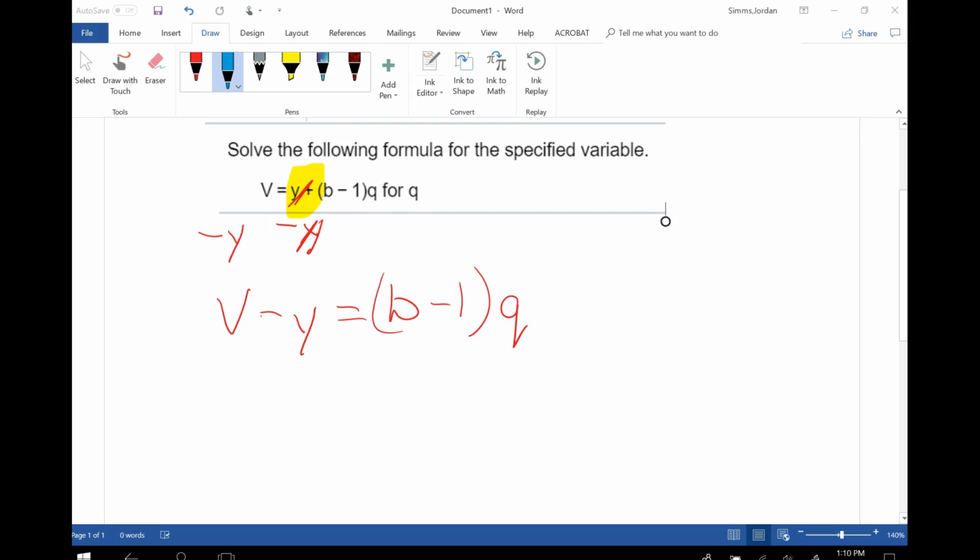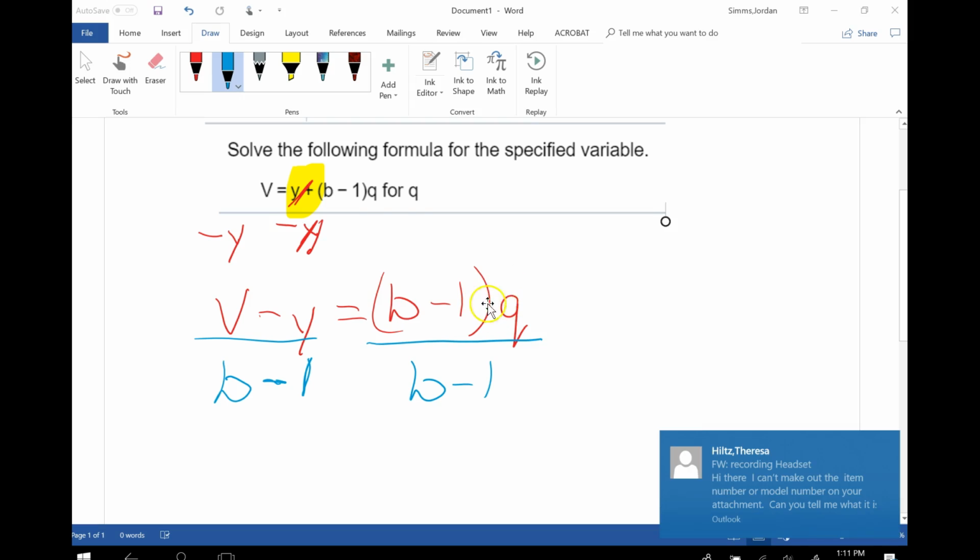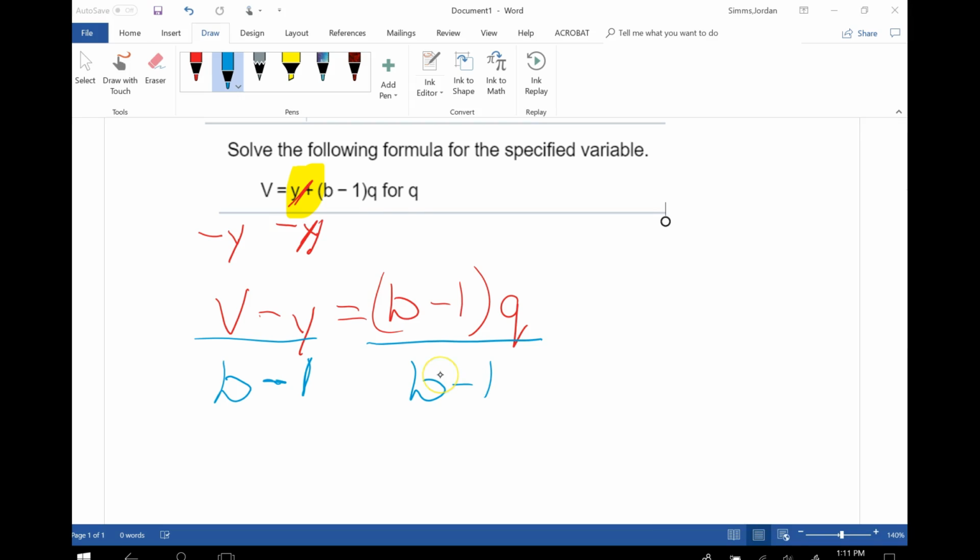Now, we want to get q by itself, so I'm going to divide both sides by b minus 1. You can use brackets if you want to, if you want to be fancy, you don't have to. It's just going to be b minus 1 here. The reason I'm doing that is because b minus 1 is being multiplied by q, so if I divide both sides by b minus 1, then all of this stuff goes away, right? b minus 1 is gone.